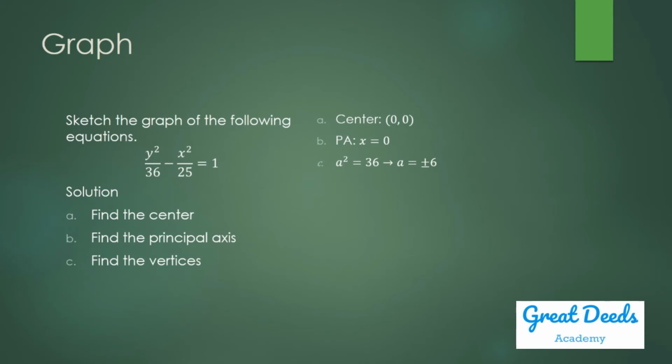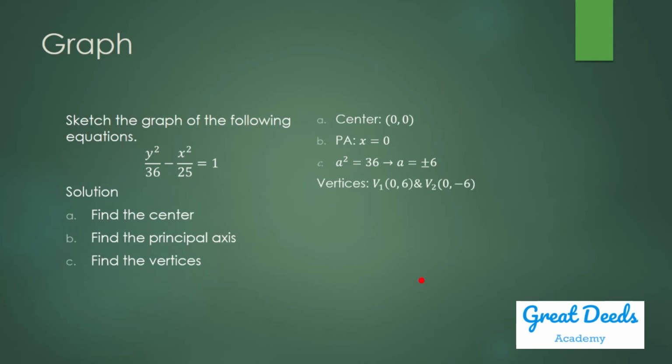A now is the directed distance of your vertex from the center. So when it's positive 6, that is a vertex that is above the center. When A is negative 6, that will point you to a vertex that is below the center. So these are the vertices, okay?